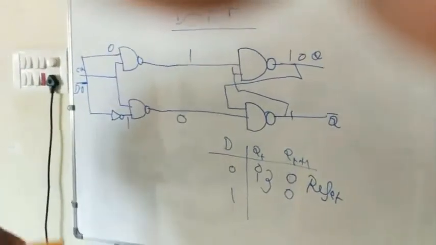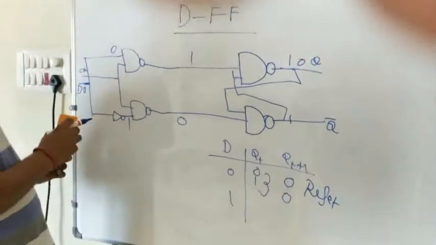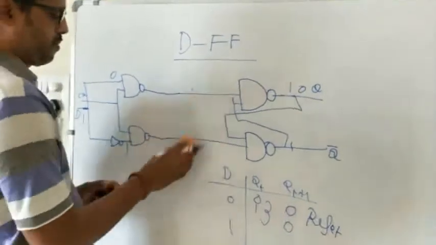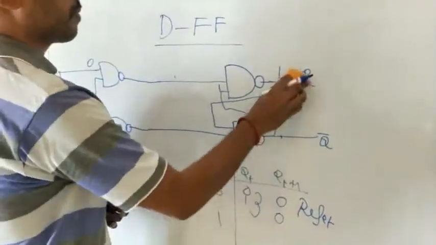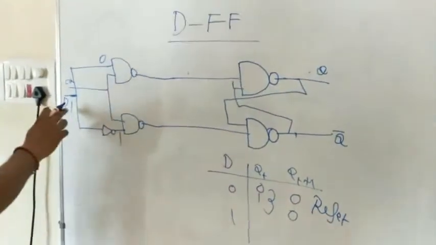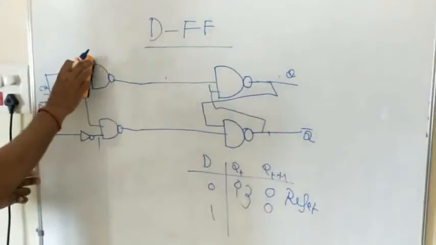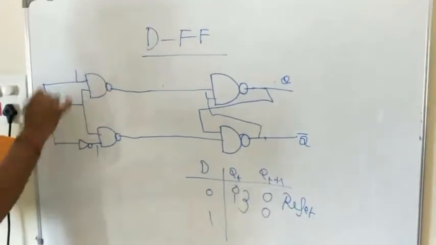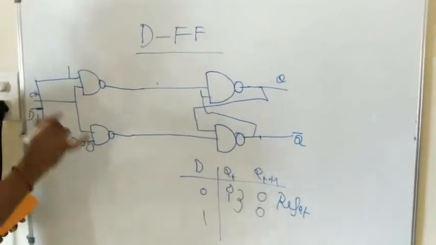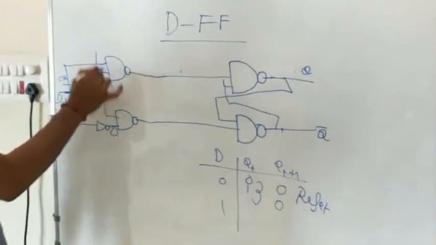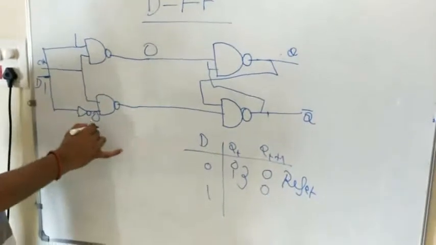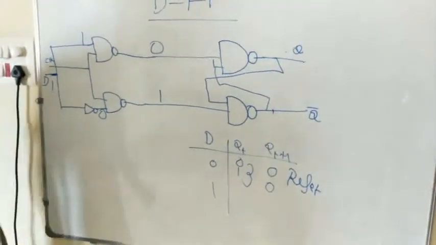Now what will happen when the D input is 1? If D is given as 1, here this NAND gate input is going to be 1. Here it is going to be 0, because it is coming through a NOT gate. So here both the inputs are 1, and the output of the NAND gate is 0. Here one of the inputs is 0, so the output of the NAND gate is 1.